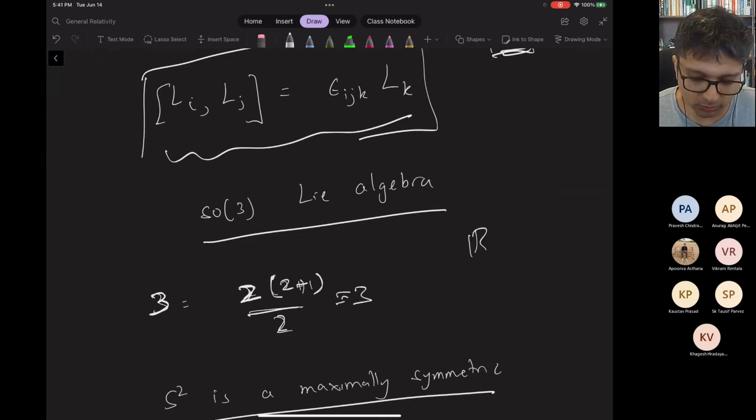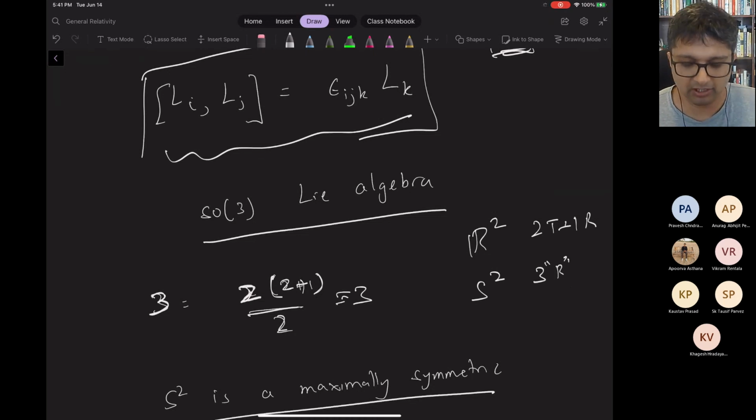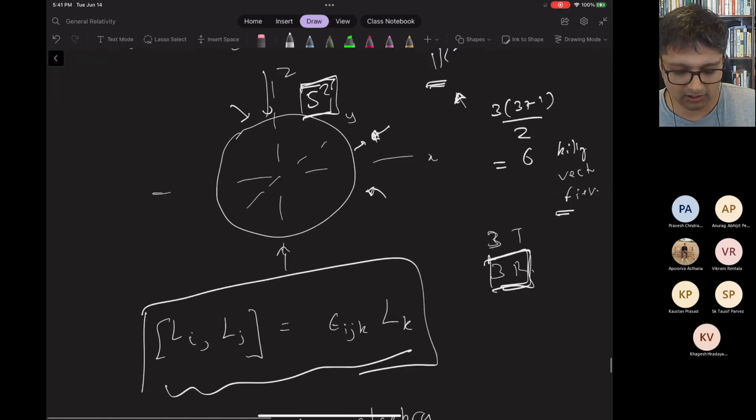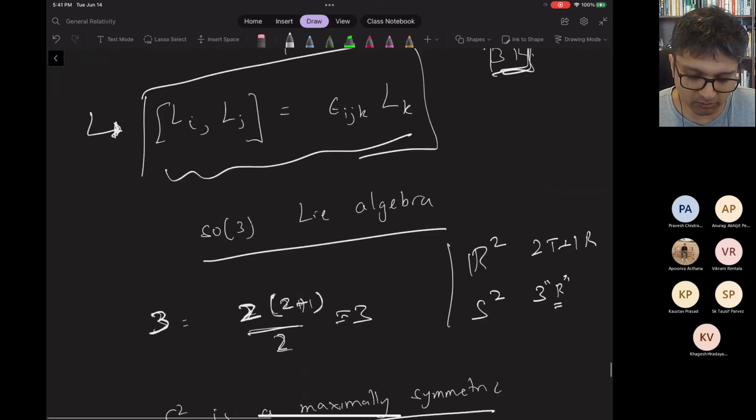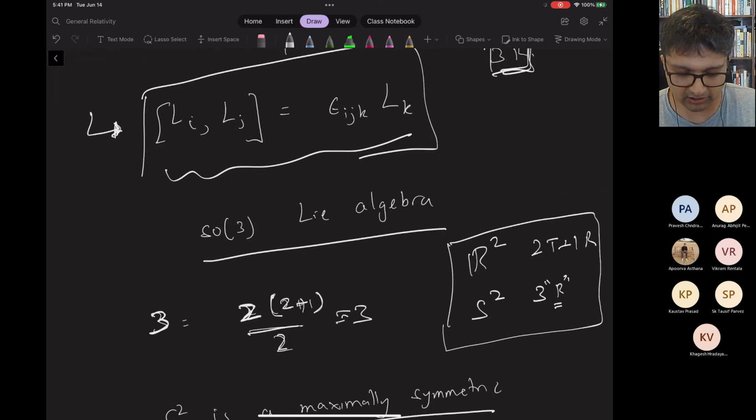So not just R2. R2 had 2 translations plus 1 rotation. S2 is also a 2-dimensional manifold, but it has 3 quote-unquote rotations. You don't have to worry about whether I think of them as rotations or translations. What I care about is the Lie algebra of these Killing vector fields. That's what defines the algebra of these Killing vector fields. If I really want to think about them as rotations, these are rotations in a higher dimensional space, through the embedding.